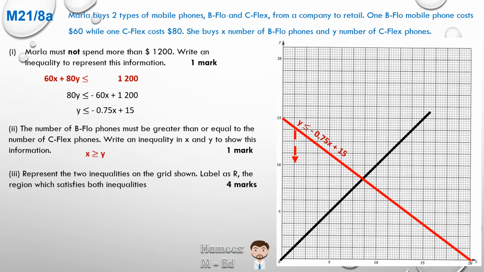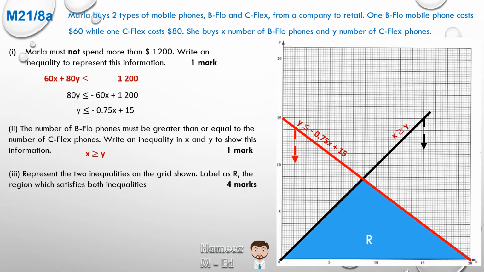So as we draw this line, that is the line x equal to y. X is also more than y, or we can say y is less than x. So that means the region below that black line. If we're going to represent the two inequalities, that region will be that blue triangle that we're bringing up, and it's labeled R to show the region.